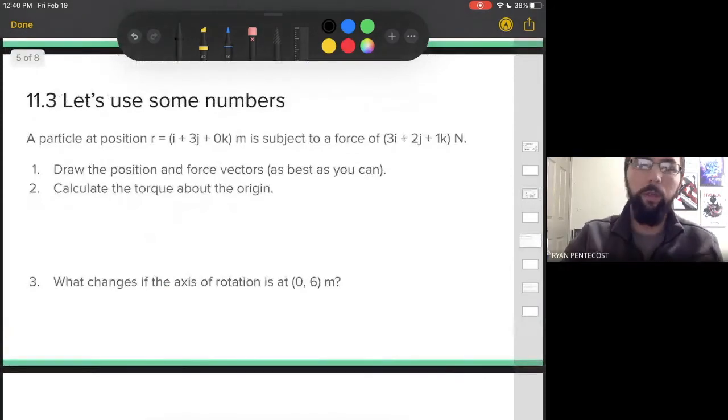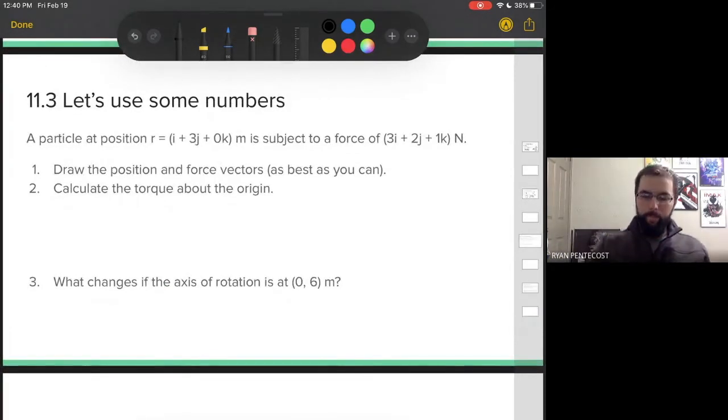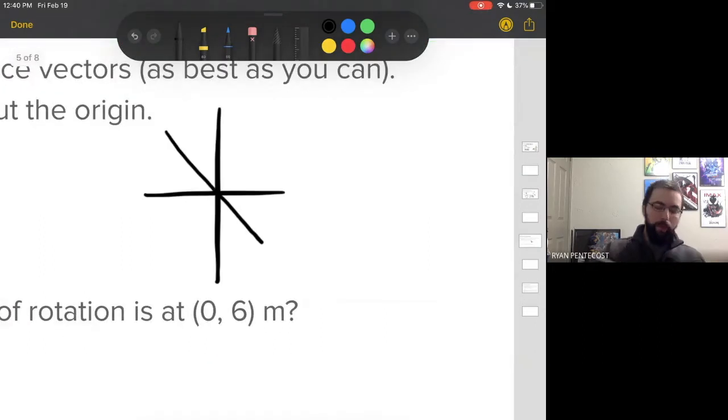Now let's use some numbers. A particle at position r equals i plus 3j plus 0k meters is subject to a force of 3i plus 2j plus 1k newtons. Draw the position and force vectors as best you can. So this gets kind of tricky, okay, but that's a little bit better.